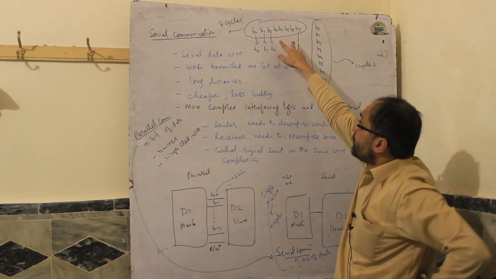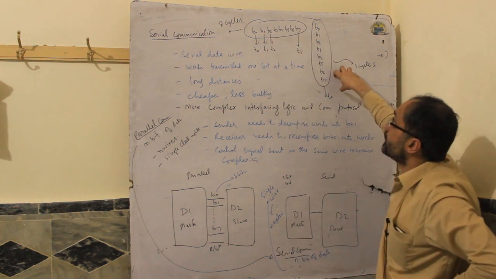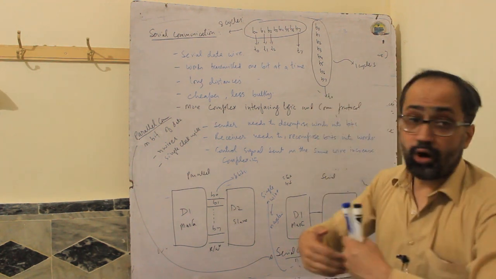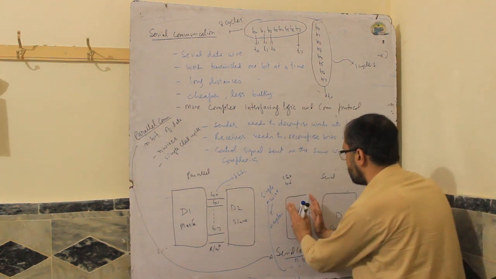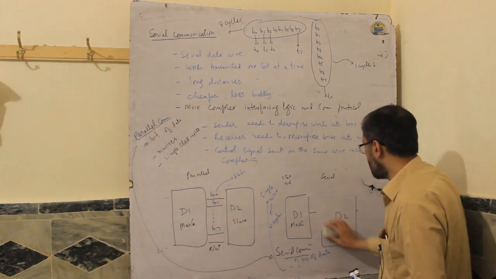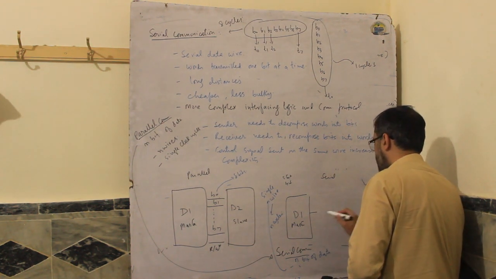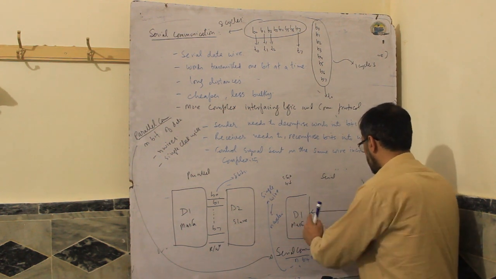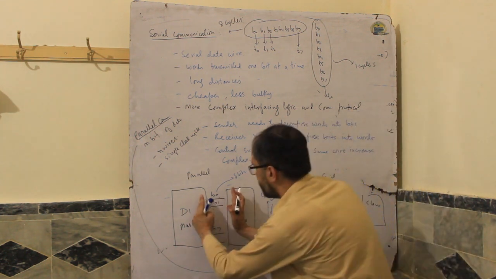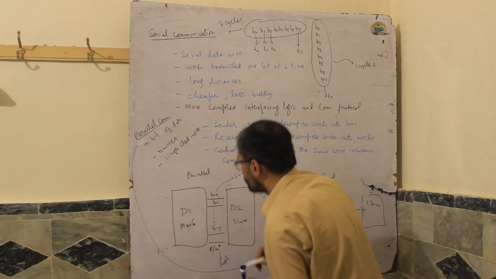So we have 8 bits of data. In serial communication, they are transmitted in 8 cycles, while in parallel communication, they are transmitted in 1 cycle. Serial communication is typically used for long distances. This means that the distance between the master and the slave is long for serial communication, while in parallel communication, the distance between the master and the slave is short.